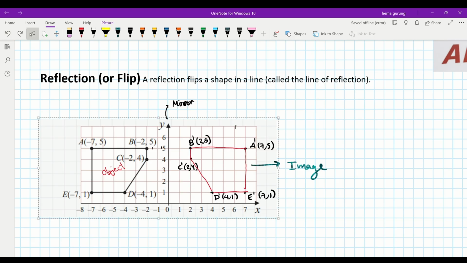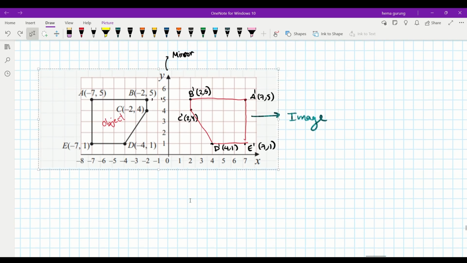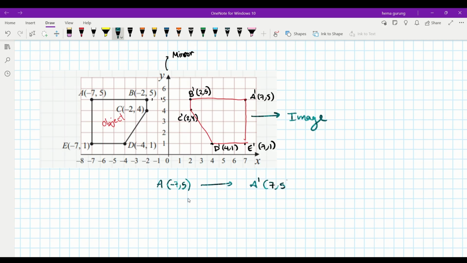The line flipped the image, and the y-axis is the line of reflection. Okay, now you see the rule. You see that A, which was minus 7 comma 5, changes to A prime, which is 7 comma 5. Similarly, B, which is minus 2 comma 5, changes to B prime, 2 comma 5. You see the pattern it follows. What is the pattern?